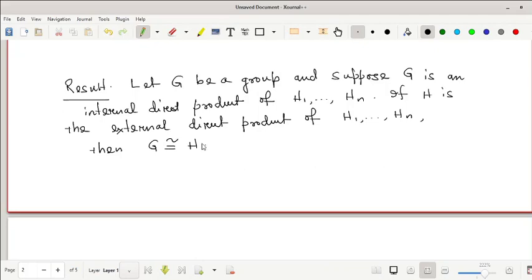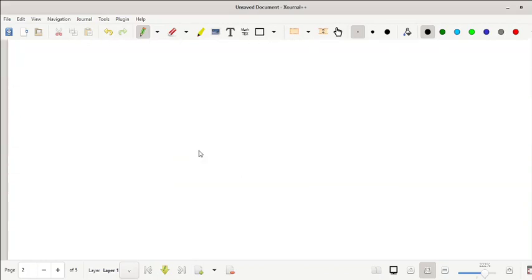You have a group, you know that this group is the internal direct product of n number of normal subgroups. But normal subgroups are also groups. So you can consider the external direct product of the normal subgroups. The resulting group, whether it is the same as G, the answer is yes, they are isomorphic. So algebraically the same. We have to prove it. Okay, it is proved. Proof.